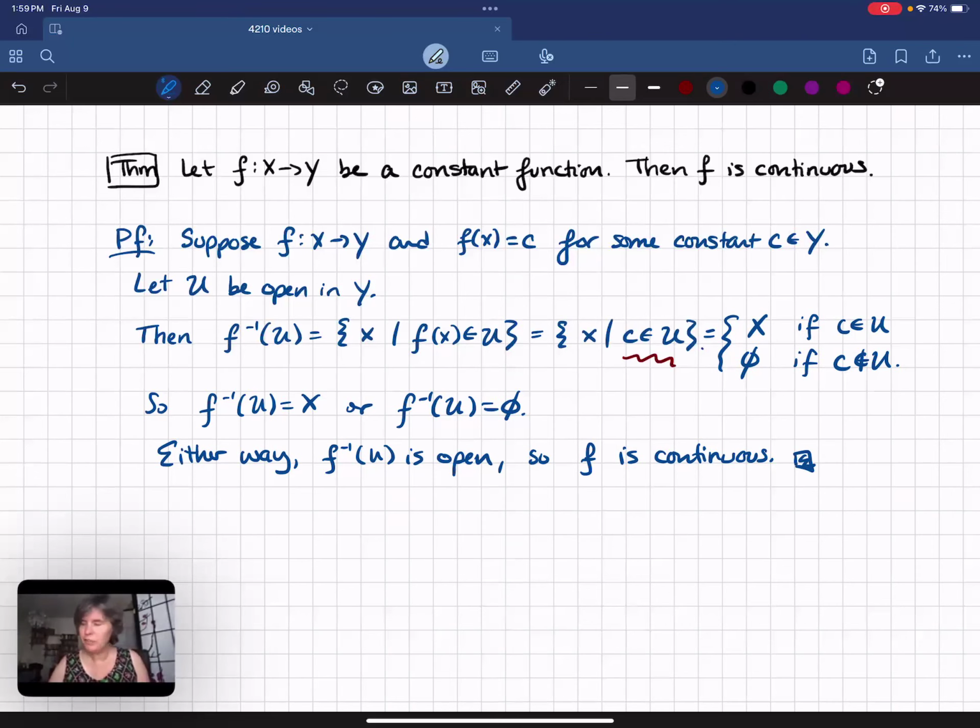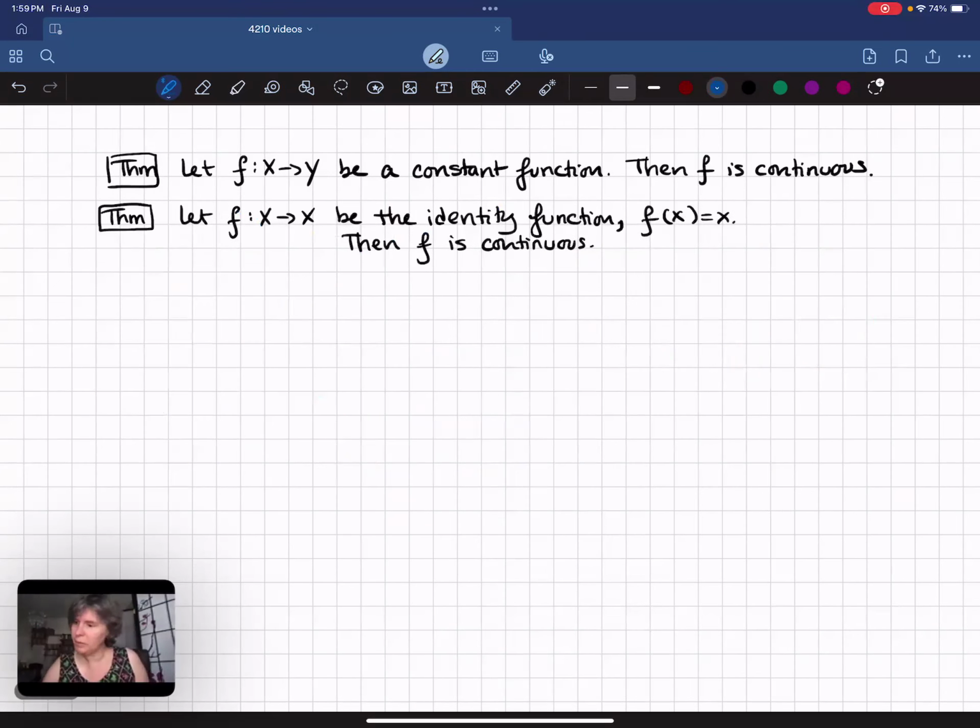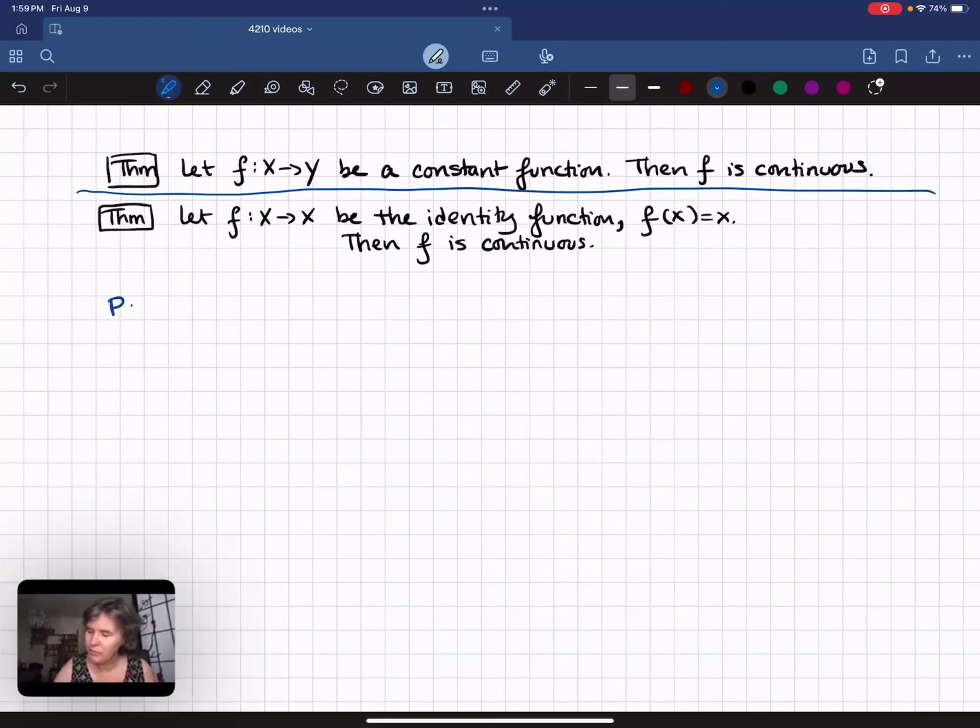All right, let's prove a second theorem that's similar. We have our first theorem still written up there. Now the second theorem: let's suppose f goes from a topological space x to itself, and we'll let f of x be the identity function, which means f of x equals x. Then f is continuous. So for any space x with any topology on it, the identity function is always continuous. And let's prove this.